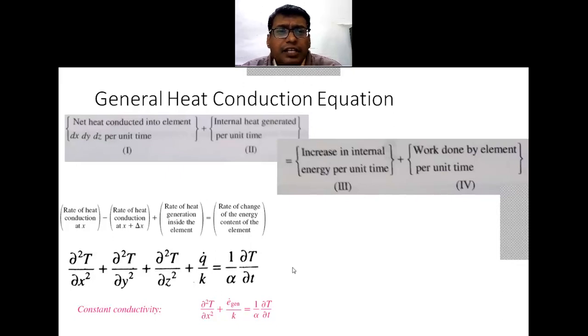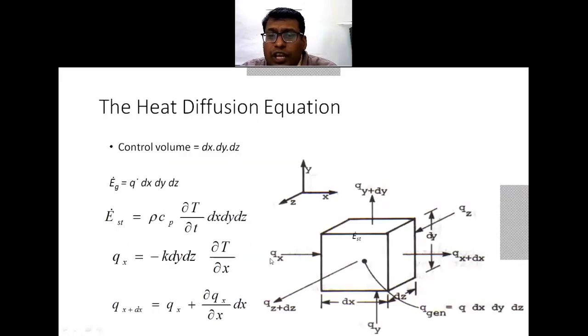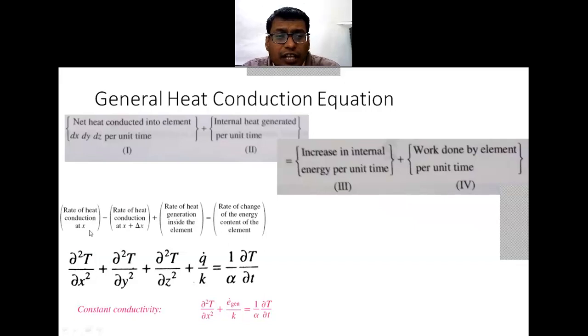So the net heat conducted into the element in dx, dy or dz per unit time. That is the net heat conducted into the element. This net heat conducted can be the rate of heat conduction at x minus the rate of heat conduction at x plus delta x. That means we take the rate of heat conduction into the x plane minus the rate of heat conduction out from this x plane. So this is nothing but the net heat conduction into the element in the x direction.